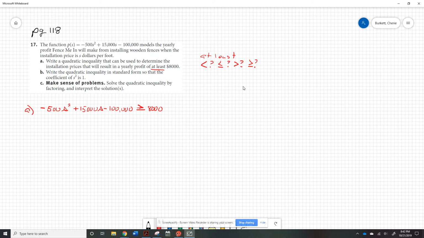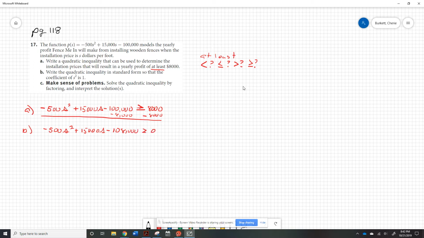So we're going to do the same thing that we did on the other one. Set it equal to 0. So minus 8,000, and that has to be greater than or equal to 0.